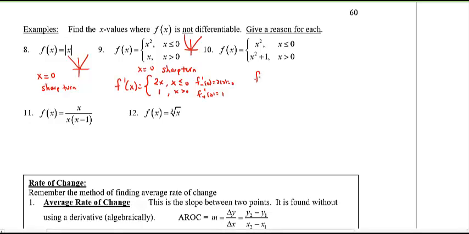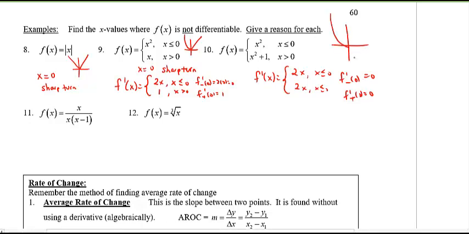Now for this one, you can think, let me do the derivative. Yeah, 2x. Derivative from the left, 0. Derivative from the right, 0. So there is no problems anywhere. But the problem with that is you have to look at the function itself. Y equals x squared, that's this. Y equals x squared plus 1. Uh-oh. I see a jump.